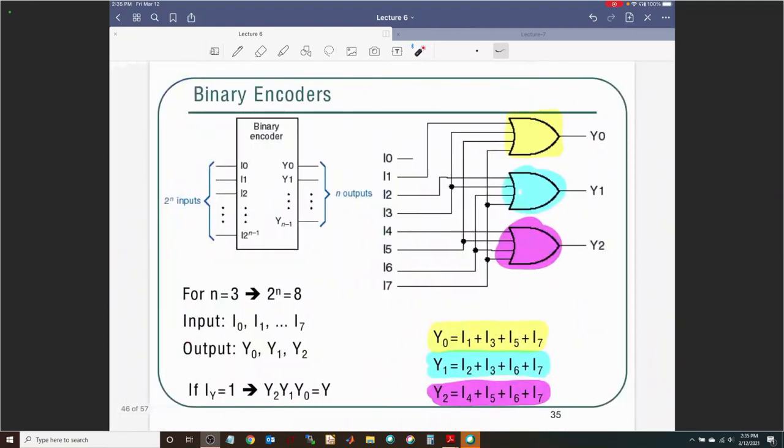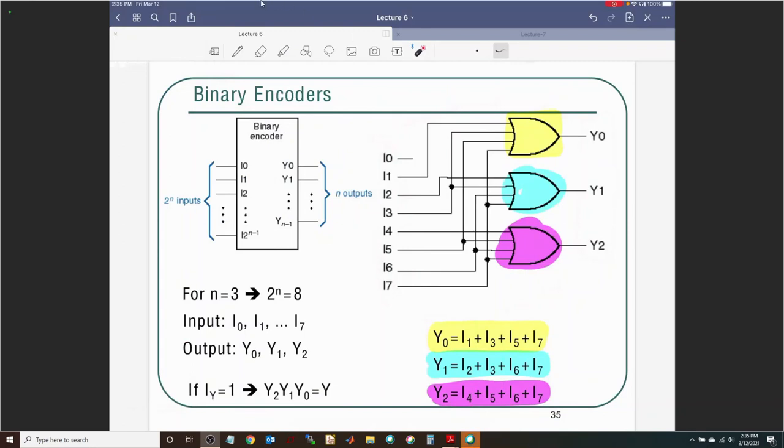Then based on those equations, we were able to quickly sketch up a logic diagram relating eight inputs in this case. We just increased the size from 4 to 2 to 8 to 3, but we are still looking at the binary or the basic encoder. Eight inputs corresponding to three outputs, and the relationships are exactly the same, just a bigger size. So y0 is the sum of i1, i3, i5, and i7. In the previous case, we just had i1 plus i3. And we did that the same way.